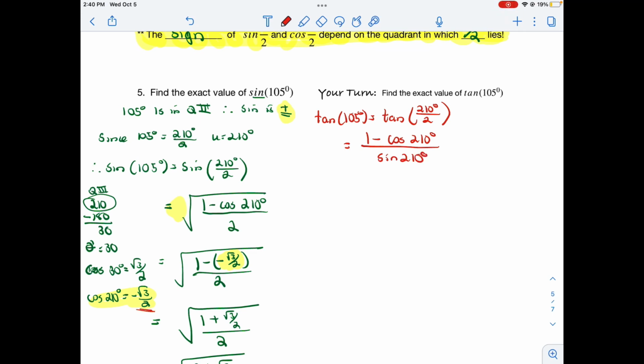So we've already figured out cosine of 210 degrees. That was negative square root of 3 over 2. Now I need to figure out the sine, so that's going to be 1/2. And then in quadrant 3, is sine positive or negative? Sine is negative in quadrant 3, so I will write a negative 1/2.